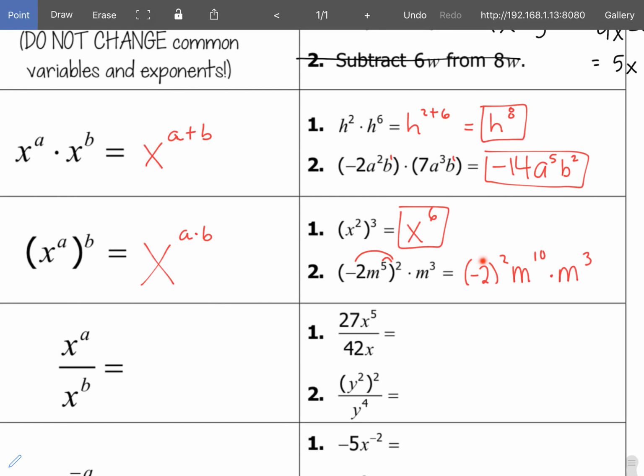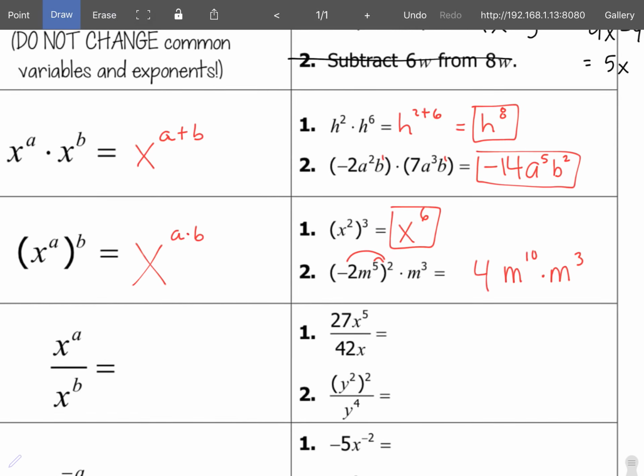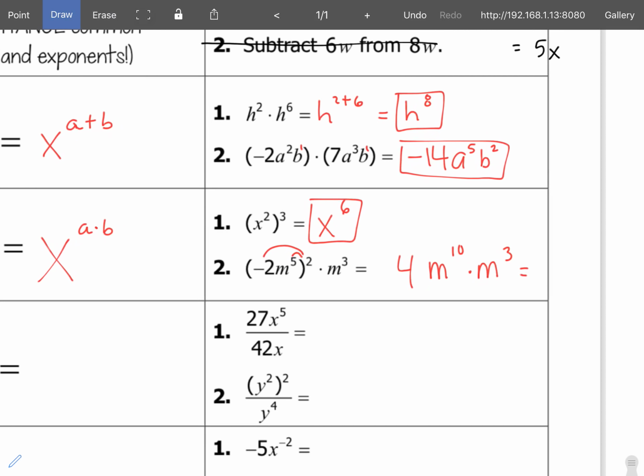So negative 2 squared is 4. So I'm actually going to, because I don't have enough room, you guys can keep it on your paper if you want to remind yourself for the quiz, but I'm going to change it to a 4 here. And then I'm going to say equals. Remember, what do we do here with the exponents? This is when we add. Just like up here, h squared times h to the 6th is 2 plus 6. M to the 10th times m to the 3rd is 3 plus 10. So it's going to be 4 m to the 13th.